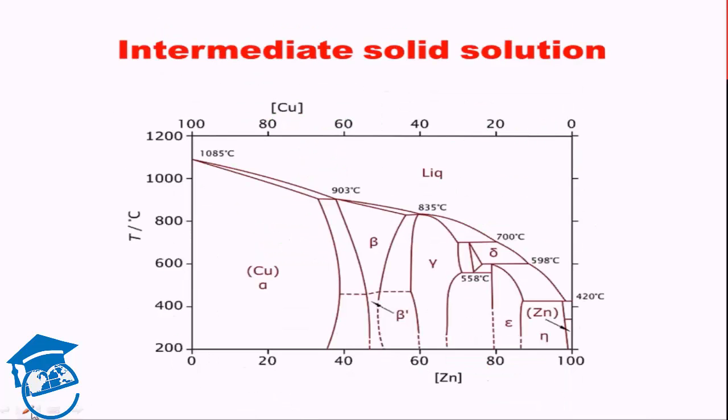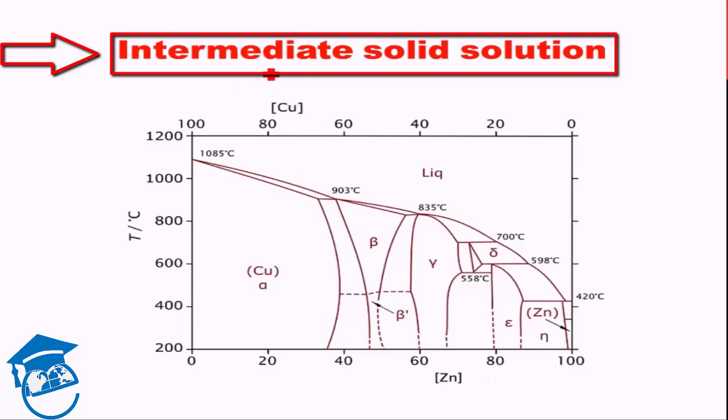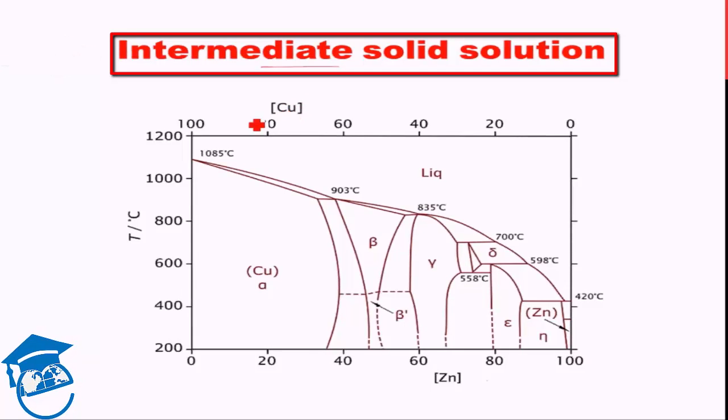Now, apart from isomorphous systems and eutectic systems, we have other systems which have intermediate solid solutions. In the eutectic system, what we saw were terminal solid solutions: alpha at one end, beta at the other end. But there can be systems like the zinc copper system. This is the zinc copper system, which has intermediate solid solutions.